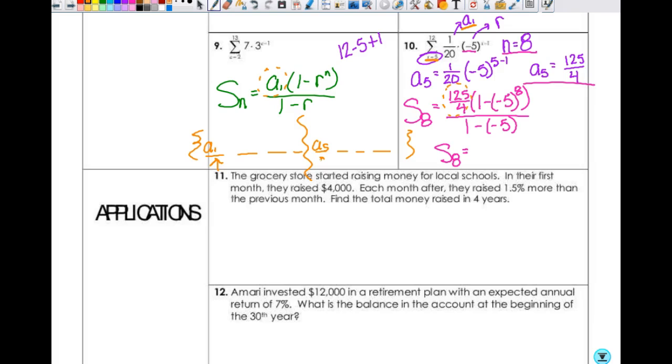Otherwise, if I put 1 over 20 there, I'd be finding the sum of terms 1 through 8, and I want 5 through 12. Okay, does that help? Good. Anything else? All right, let's jump to number 12.